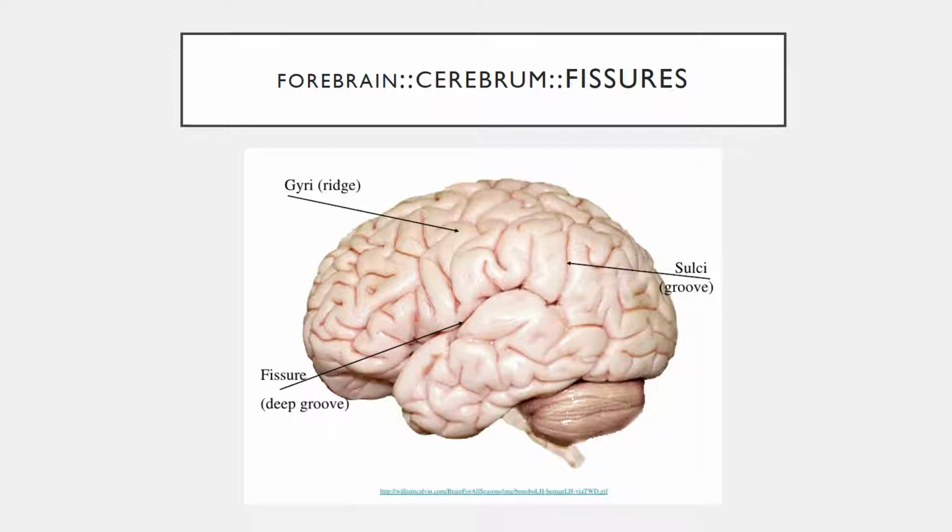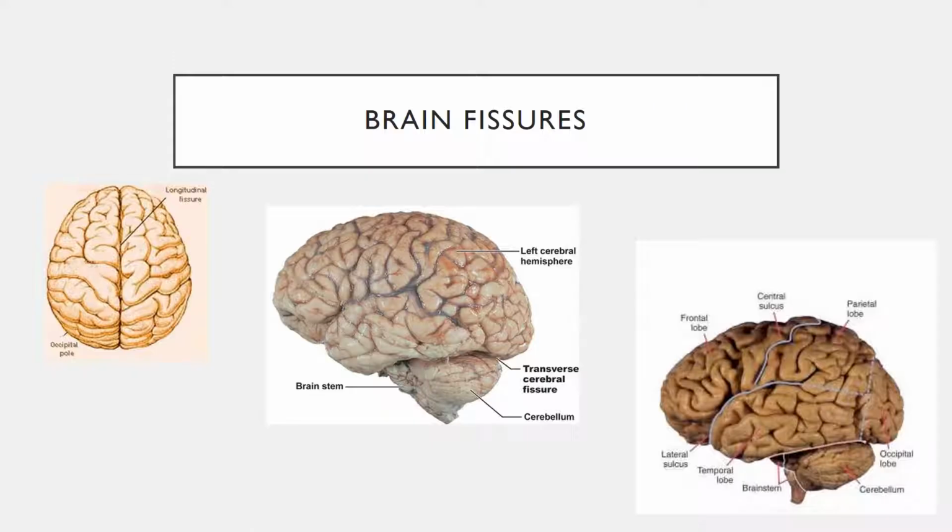Alright, so we have these grooves of the cerebrum called the sulci. The folds between these grooves are called the gyri. Deep grooves are called fissures. These fissures divide the brain into various sections.